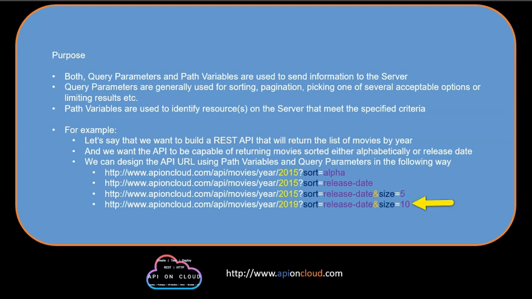In the fourth URL, we change the path variable value to 2019 and increase the size from 5 to 10. With these inputs, the API will return 10 movies from the year 2019 sorted by their release date.